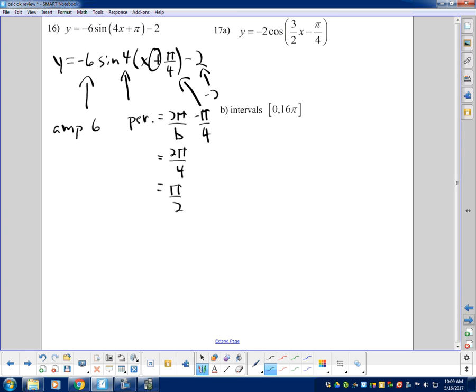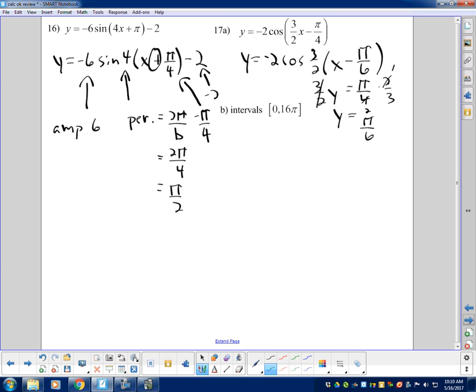All right, 17a. What is the period and phase shift of y equals... I have to first factor out a 3 halves, and then write what is left over. So I have x minus, 3 halves times what will give me pi over 4? Go ahead and put 2/3 over here. It's pi over 6. That's a pi over 6 right there. So I've gone ahead and rewritten that. Now I can answer the question. It says, what is the period and phase shift? The phase shift is pi over 6.